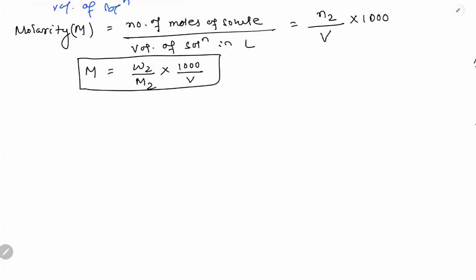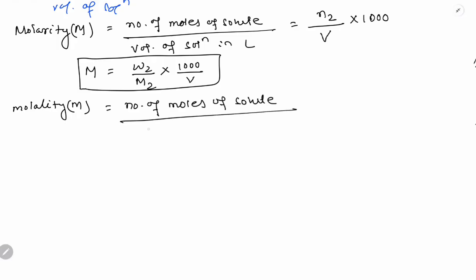Now next, what will be the molality? It is symbolized as small m: number of moles of solute divided by mass of solvent in kg, kilogram. Similarly we can say it is n2, number of moles of solute, divided by mass of solvent.